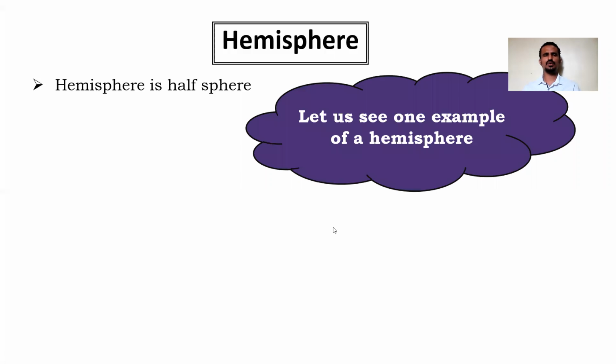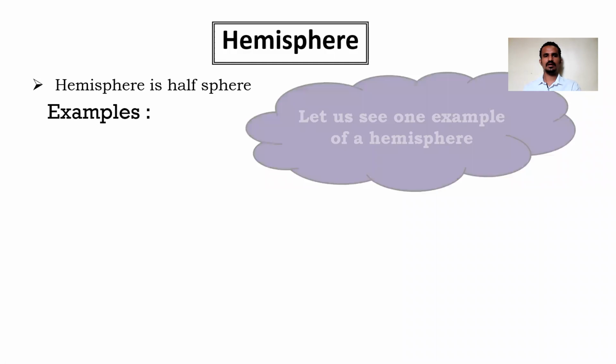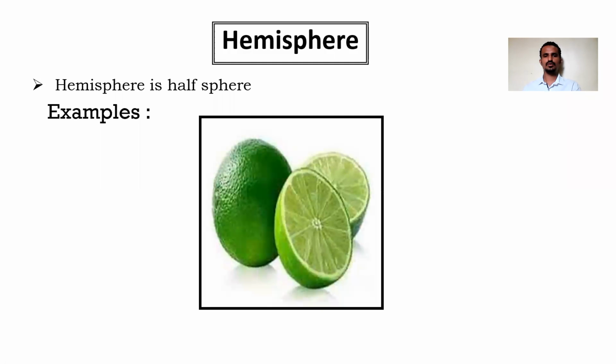So let's see examples. You can take any sphere and just cut it into half, and it becomes a hemisphere. When you cut it in half, it becomes a hemisphere. Also, if you see the Earth, the Earth has an equator, so we call it the southern hemisphere and the northern hemisphere. These are the two hemispheres. We can also take another example like a bowl. A bowl is also an example of a hemisphere.